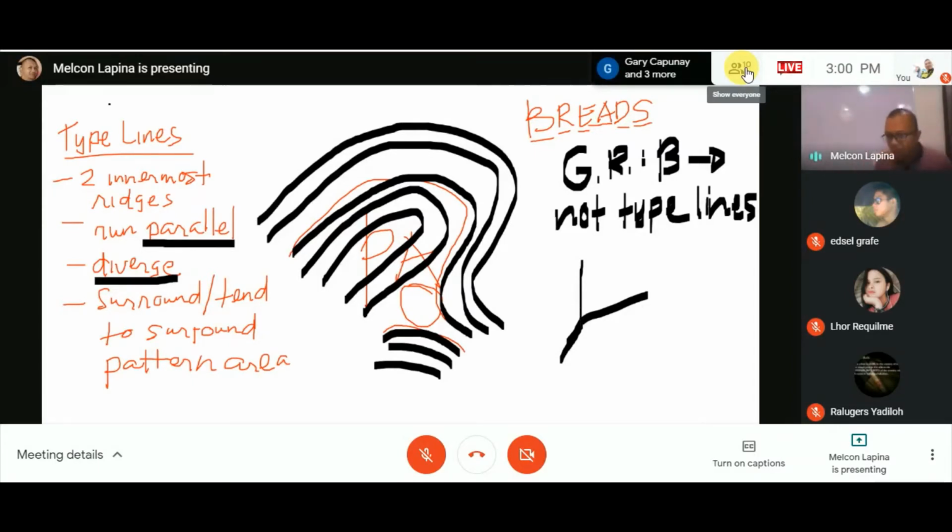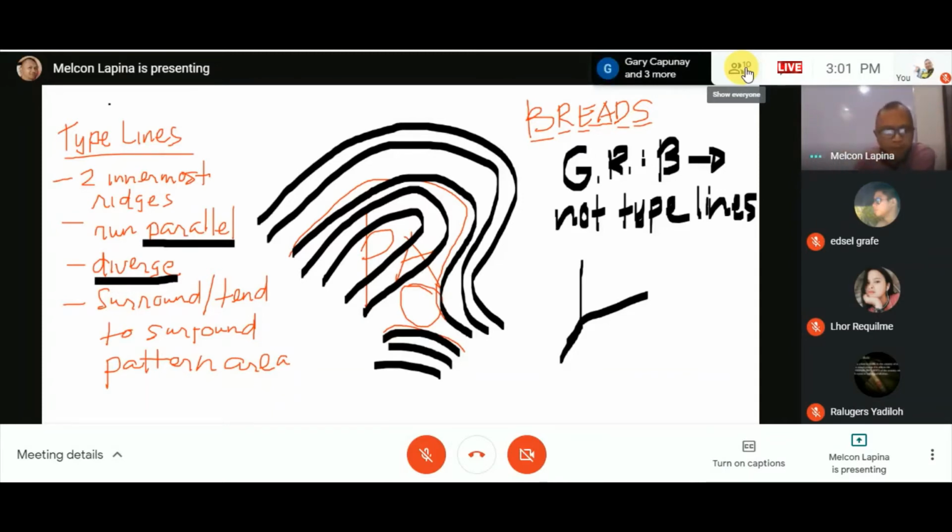Kaya sa isang pagmamahal, bakit mo nasabi na naghiwalay kayo kung in the first place wala naman kayo? So, hiwalay kaagad bago kayo? Paano yan? So, dapat meron munang pagsasama bago maghiwalay. Kaya dito sa type line, nagsama sila, meaning they run together in parallel lines and then they departed ways. Pero dito, naghiwalay kaagad ang lines. So, that cannot be considered as type lines.